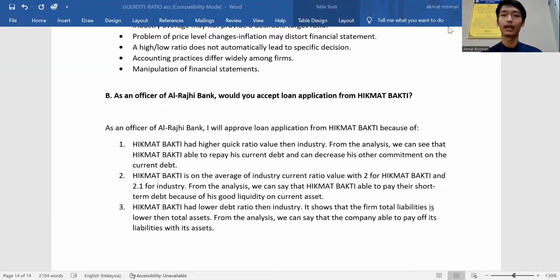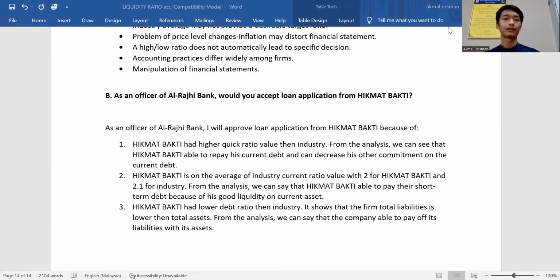firstly, Hikmat-Bati had a higher quick ratio value than industry. From the analysis, we can see that Hikmat-Bati is able to repay his current debt and can decrease his other commitments on the current debt. Secondly, Hikmat-Bati is on the average of the industry current ratio value, with 2 for Hikmat-Bati and a value of 2.1 for industry. From the analysis, we can say that Hikmat-Bati is able to pay their short-term debt because of his good liquidity on current assets.